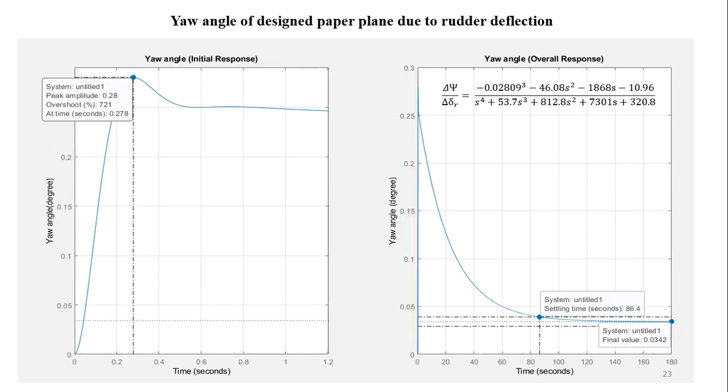And this figure depicts the directional response of yaw angle due to a negative rudder step input. You can see there is a sudden increase of yaw angle in just less than 1 second, and the yaw angle decreases slowly with time and finally reaches a steady state of 0.0342 at 180 seconds.